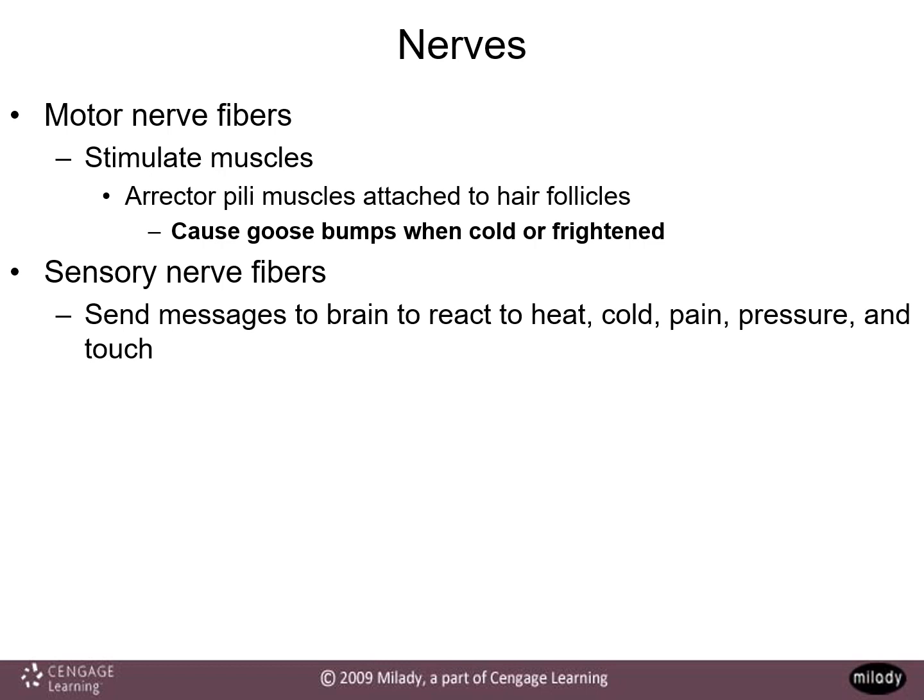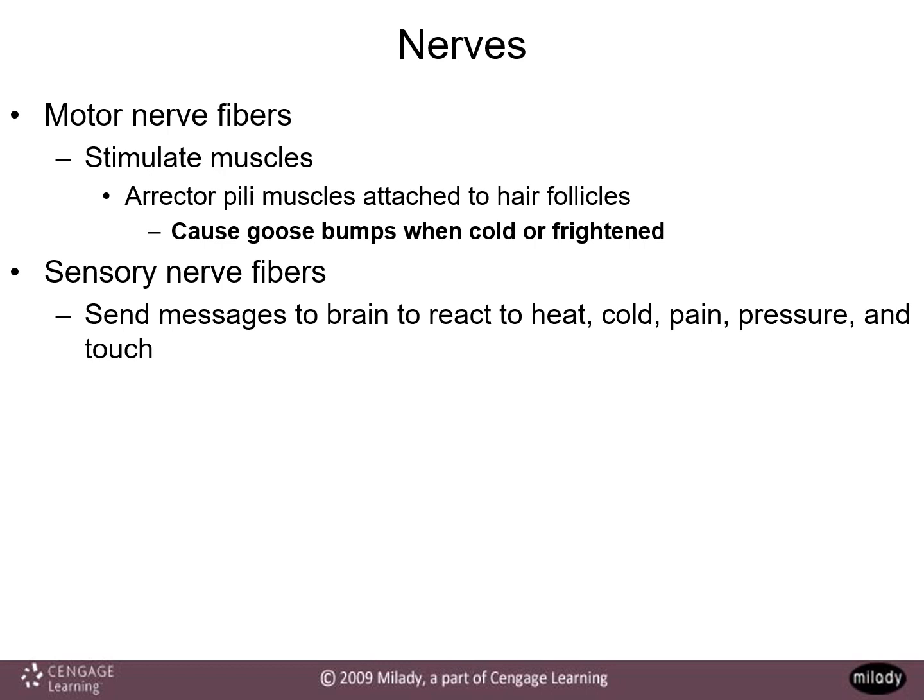Nerves. We have two types of nerves. We have our motor nerve fibers and we have our sensory nerve fibers. Your motor nerve fibers help to stimulate your muscles. An example of such are your arrector pili muscles, which are attached to your hair follicles.